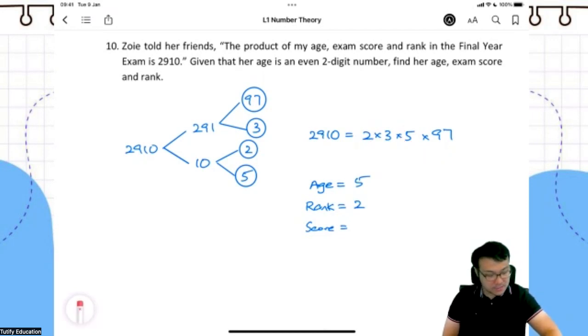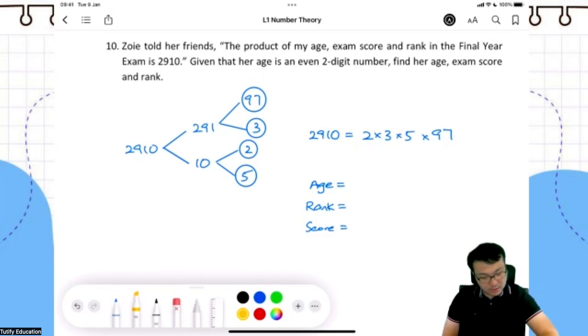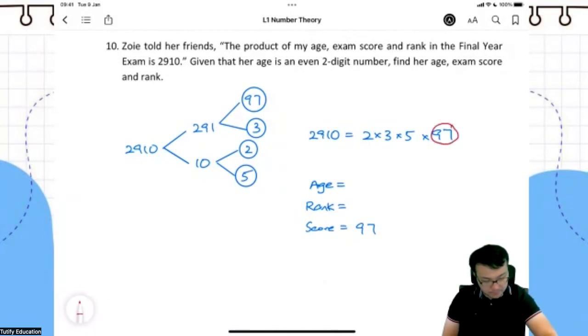Okay, let's start from scratch. What is her age? So no, her score is 97. Her score is 97. Okay, good. That is very big. Her age is 6 and her rank is 5. Her age is 6 years old and her rank is 5.